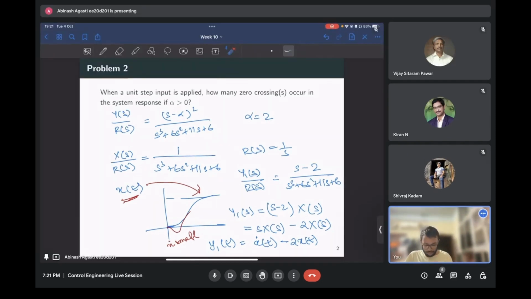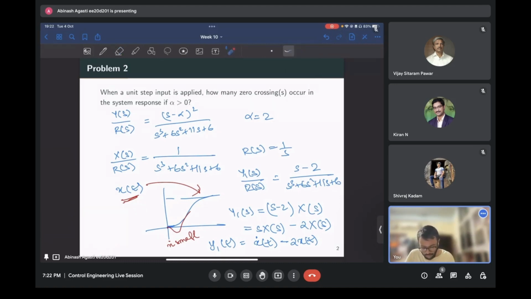So when we plot this, let me just go through it. The question given to us is this system. We want to apply a step input and we want to know how many zero crossings will occur. Why would a zero crossing occur? Usually for all second order systems, we have something like this. But for different kinds of systems, we might have something like this. Then these points here will constitute the zero crossings.